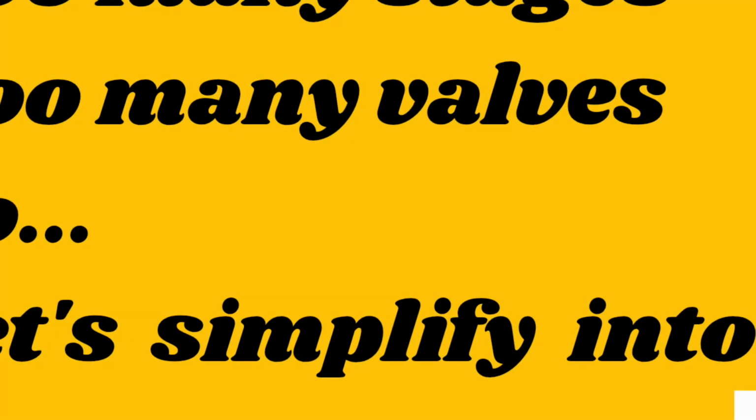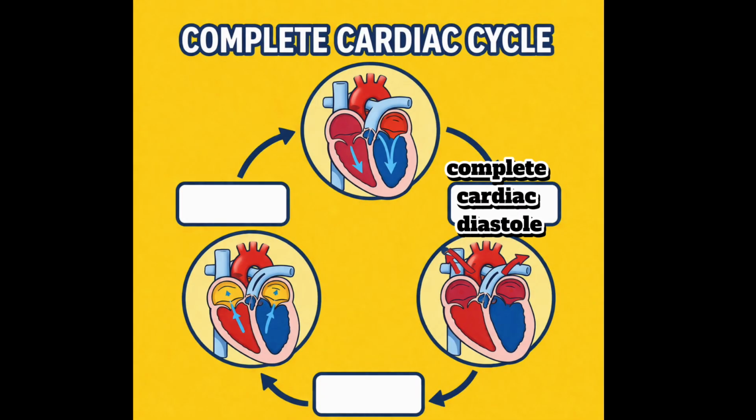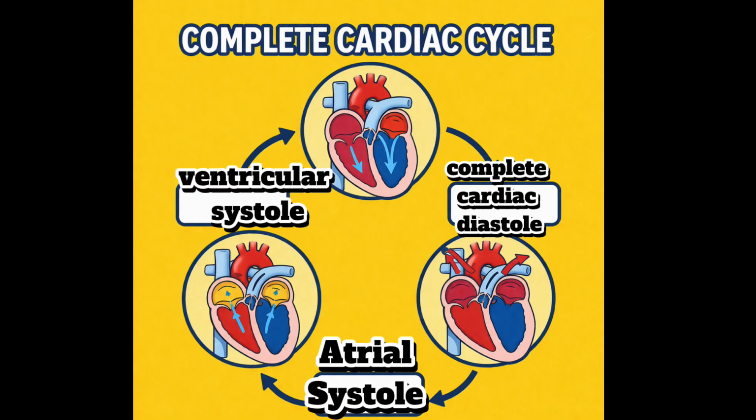In this video, I'm going to be breaking down the cardiac cycle into 3 simple steps. If you understand these 3 steps, then you've understood everything, including the heart sounds. These 3 stages are ventricular and atrial diastole, also known as the complete cardiac diastole. We have the atrial systole and the ventricular systole.